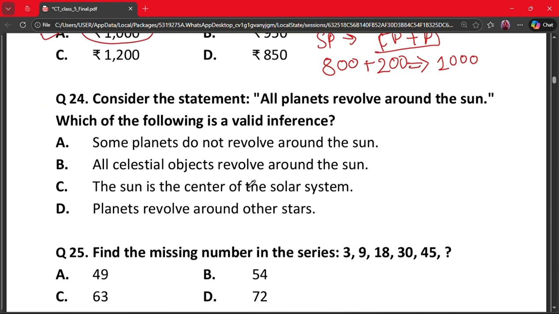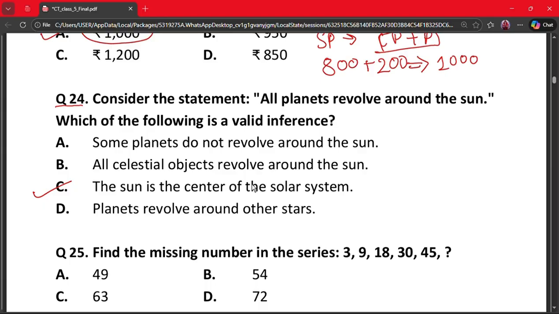Our next question, question number 24. Consider the statement, all planets revolve around the sun. Which of the following is a valid inference? A. Some planets do not revolve around the sun. B. All celestial objects revolve around the sun. C. The sun is the center of the solar system, and D. Planets revolve around other stars. So here the correct answer is option C, that is the sun is the center of the solar system. Why? Because if all planets revolve around the sun, it shows the sun has a central role. This directly supports the idea of the solar system centered on the sun.